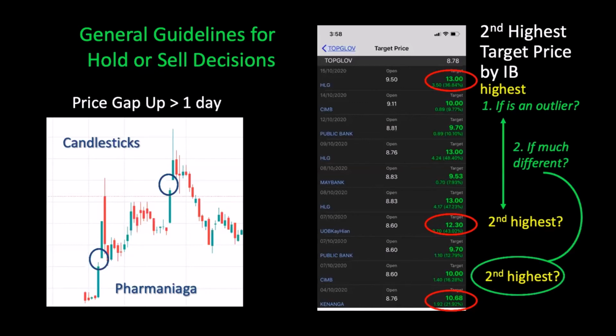If it's a lot different, then we don't use the 12.30 as the second target. We use the 10.68 as the second. So for me, at 10.68, I will sell my Top Glove. We haven't reached that. Too bad for that.